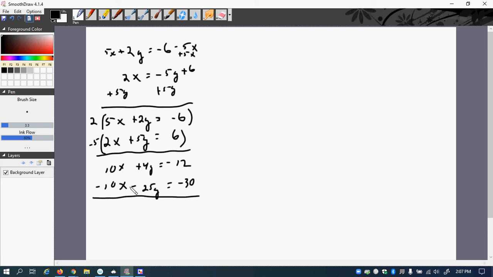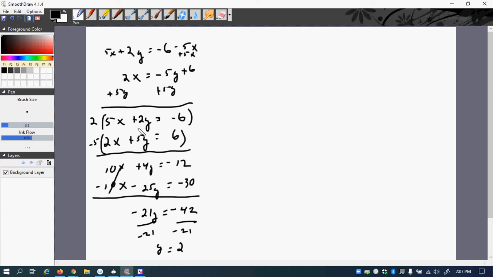Okay. So now the x's will be eliminated, and so now 4y minus 25y is negative 21y. And then we have negative 30, and we have negative 12, don't we? So that's negative 42. So then we're going to divide by a negative 21. And so then y is 2.